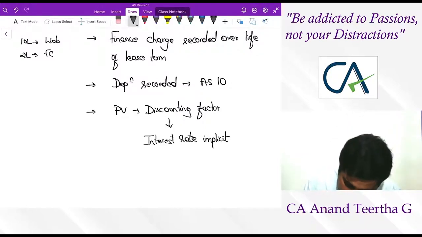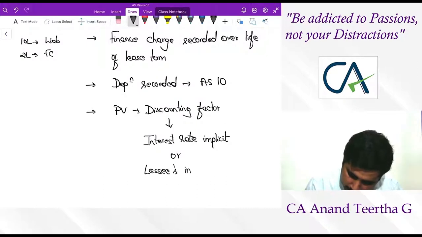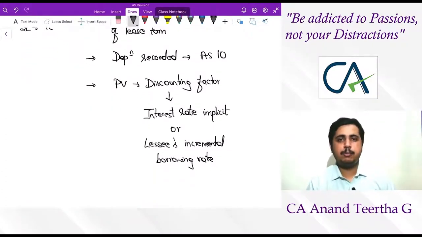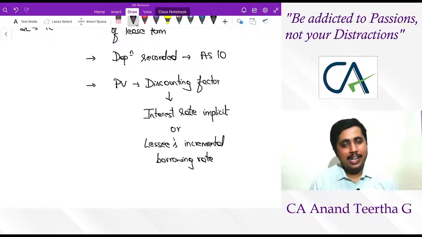If not available, lessee's incremental borrowing rate. Lessee's incremental borrowing rate. Okay, so this is supposed to be the discounting factor to get the present value. Either it is going to be interest rate implicit or implicit rate of interest. That we will discuss in detail a bit later. Or if interest rate implicit is not there. So interest rate implicit is basically from the point of view of the lessor, a rate which we are supposed to find out, which, again, as I've said, we will discuss later.